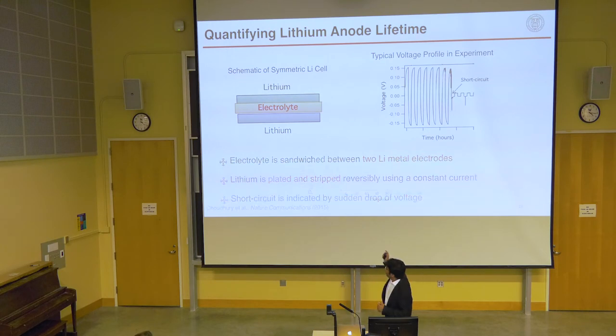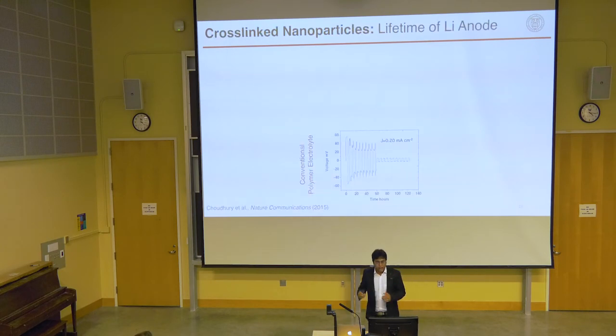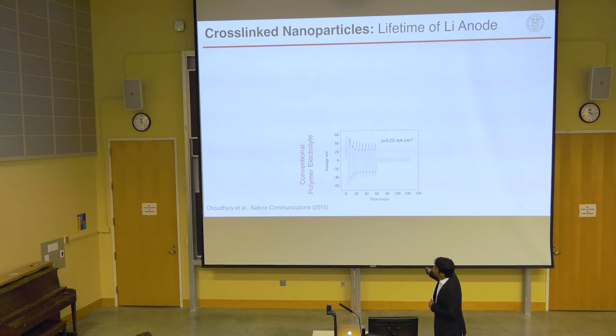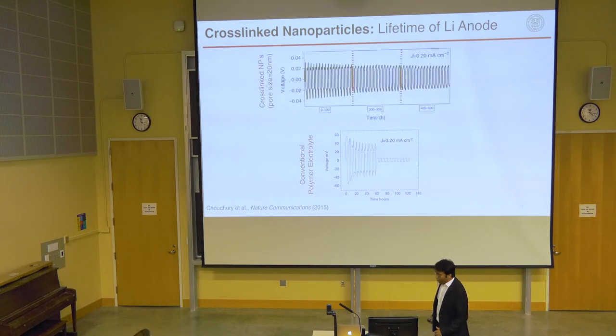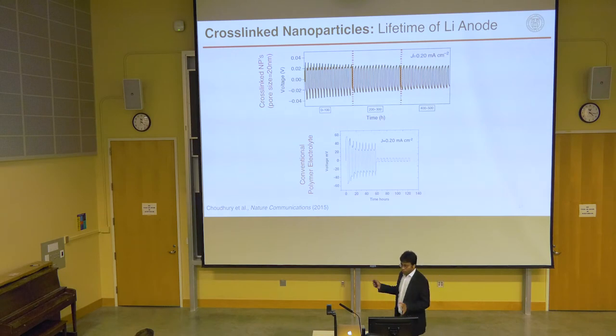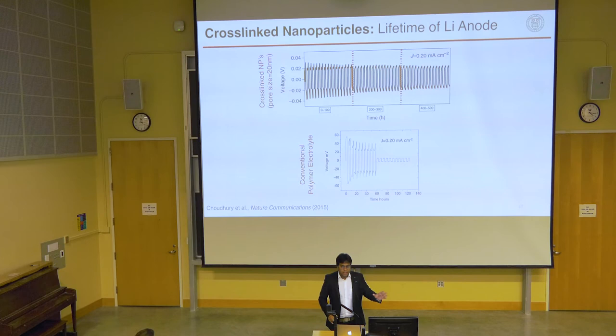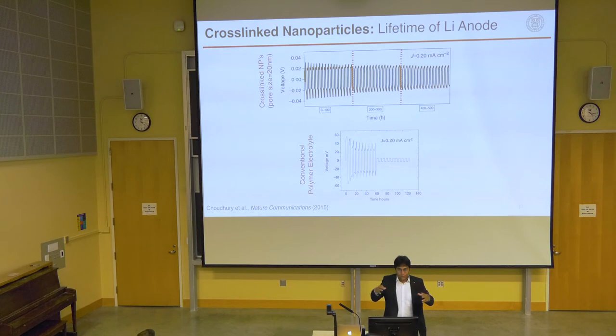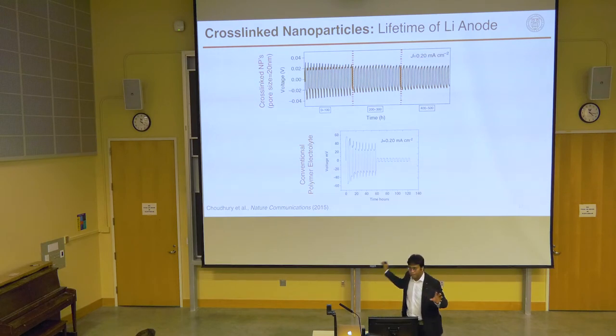With this experimental setup, we started by understanding the short circuit time of a conventional electrolyte, which shows that at this current density, the battery fails in about 60 hours. Now, if we use the polymer grafted nanoparticle membrane, the battery is able to cycle stably for 500 hours or more. At this point, I am showing you results from a black box. We don't know what's happening inside the battery. All we know is that there is a short circuit time, and there is no short circuit with the membrane, but there is a short circuit with the electrolyte.